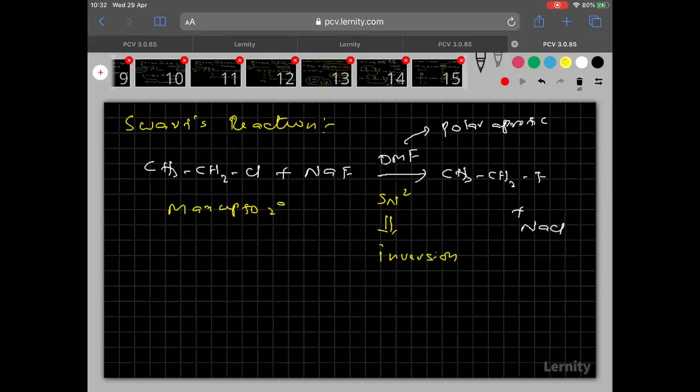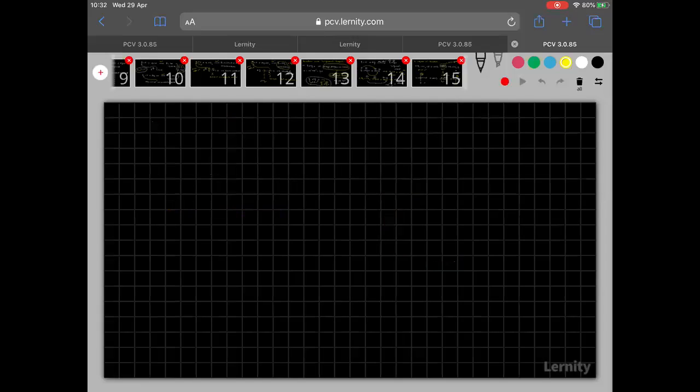Okay, clear? Let me go to the next slide. Here I want to explain Darzen's process. This also we discussed in the preparation methods. See clearly, Darzen's process.